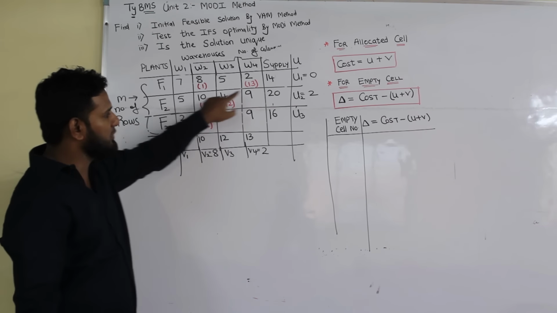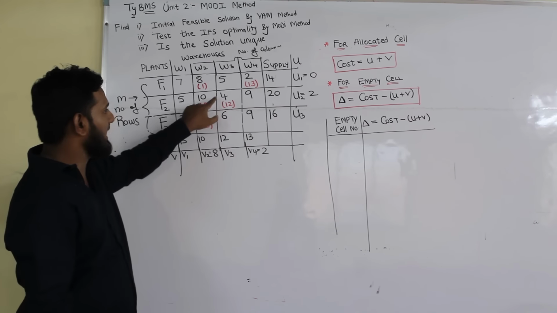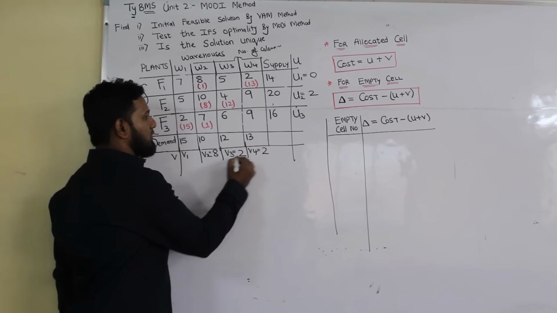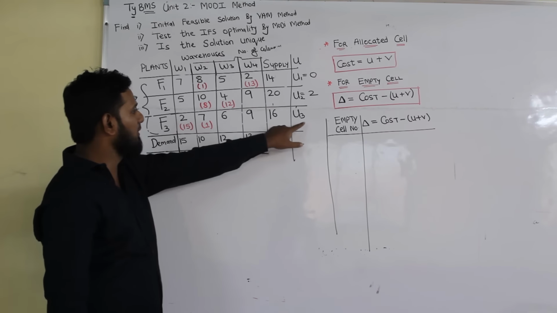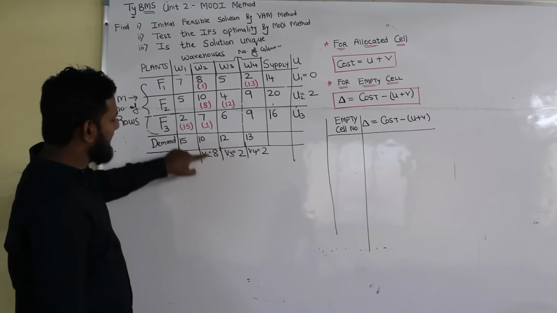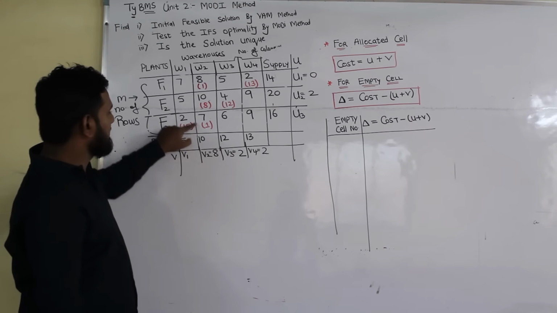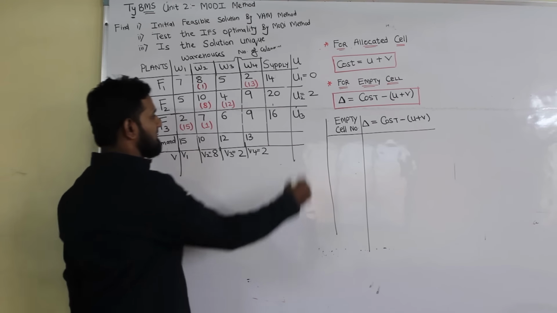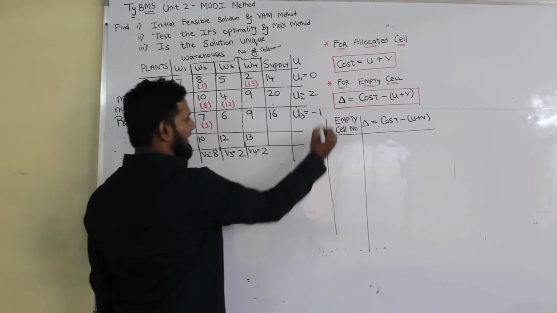अब 4 के पास U आ चुका है, so just subtract 4 minus 2. 4 minus 2 will be 2. And next we will move forward. In U3 we got 7, and now 7 का V का वैल्यू है 8. So 7 minus 8 is minus 1.